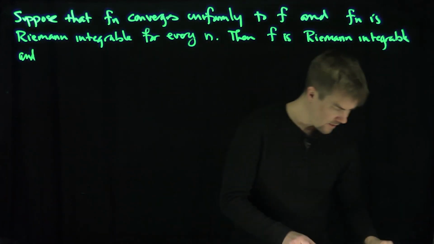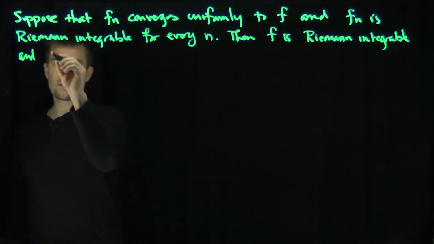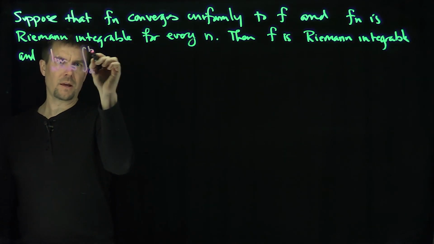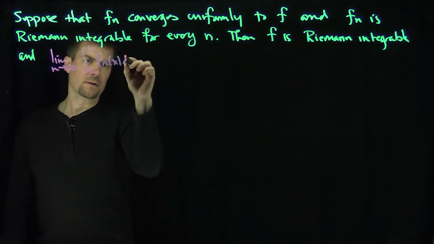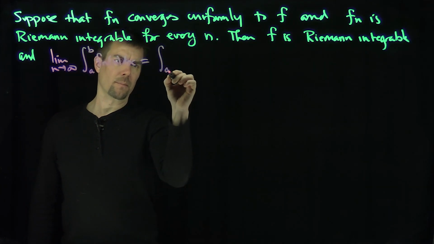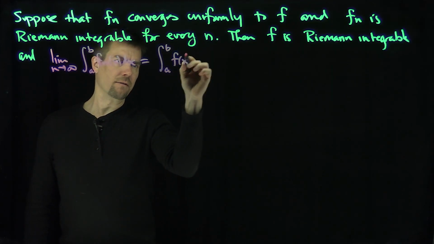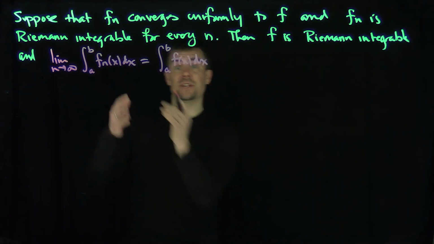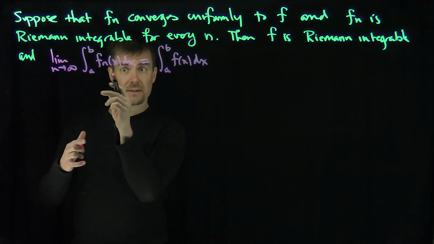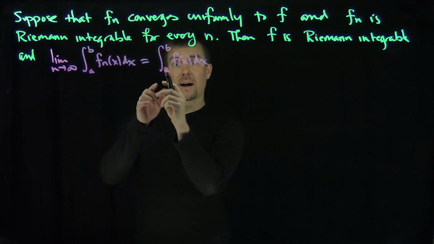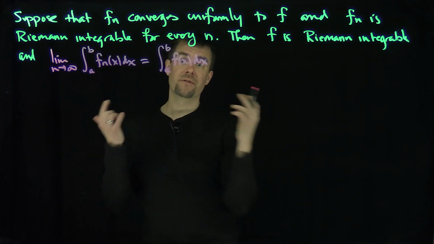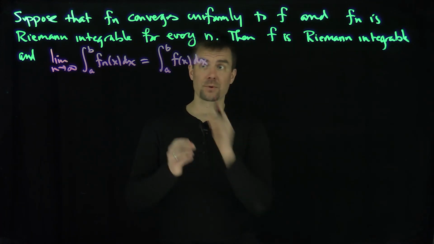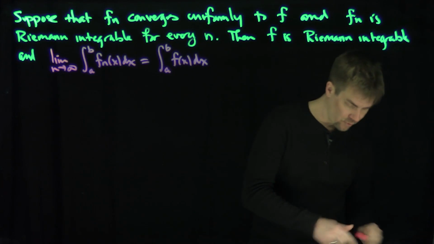What's our limit result? The limit as n approaches infinity of the integral from a to b of Fn of x dx is equal to the integral from a to b of f of x dx. Now I have a limit interchange here because these integrals are themselves limits. So I have a limit of a limit, and over here I have a limit of the opposite limit. I've changed the order of two infinite limits, which is not always possible. So this is a very powerful result. So how do we prove this?